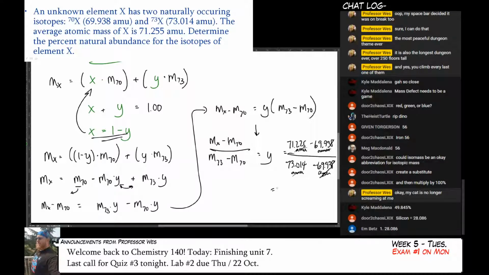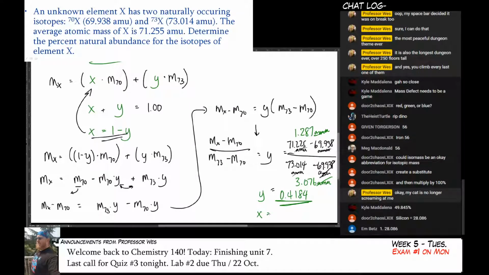When I do the calculation on the top, 71.225 minus 69.938, I get 1.287 AMU, which will cancel out on the bottom. When I do the calculation on the bottom, I get 3.076. And so Y is just 1.287 divided by 3.076, or 0.4184.